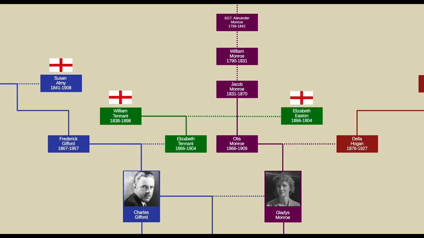So Gifford was the son of Frederick Gifford and Elizabeth Tennant, and her mother, Gladys, was the daughter of Otis Monroe and Della Hogan. Now, the reason her name was Marilyn Monroe is because Marilyn decided she wanted it to be, because Monroe sounded better than Gifford. Also, it was her stage name, and Monroe was mostly English and British. So Elizabeth's father, William, was from England, and so was her mother, and same with Frederick's mother and father.